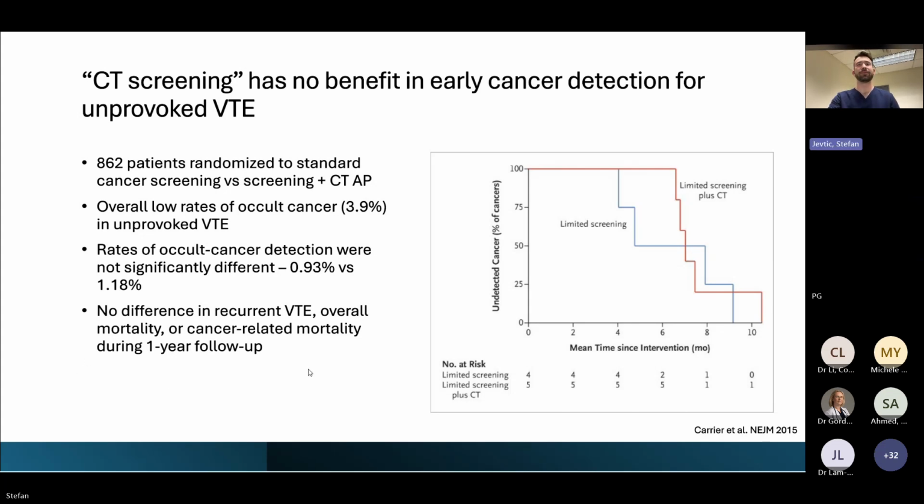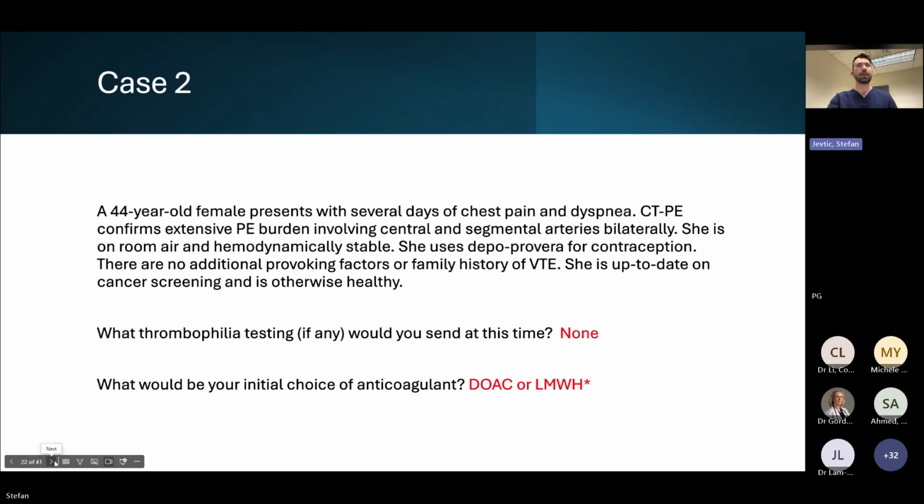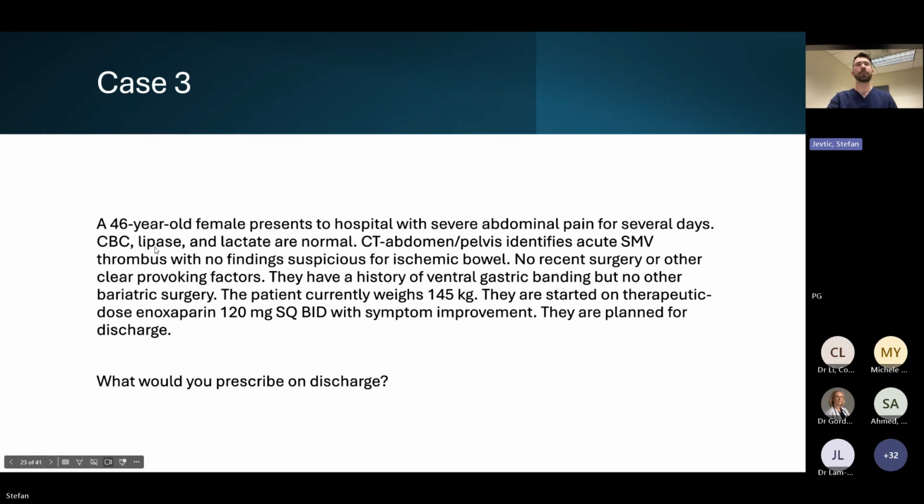All right. So on to our last case. This is a 46-year-old woman, a recent case. She was admitted to hospital with severe abdominal pain, CBC, lipase, lactate normal. A CT abdomen pelvis did show an acute SMV thrombus, but there was no suspicion for ischemic bowel at the time. There were no clear provoking factors or recent surgery. She does have a history of ventral gastric banding, but no bariatric surgery otherwise. She weighs approximately 145 kilograms.